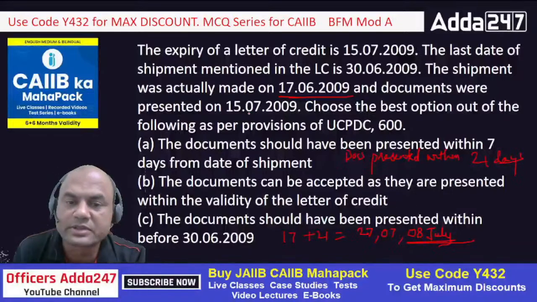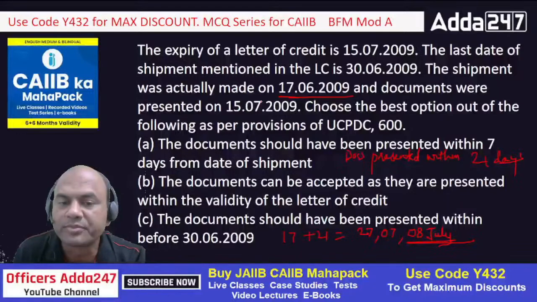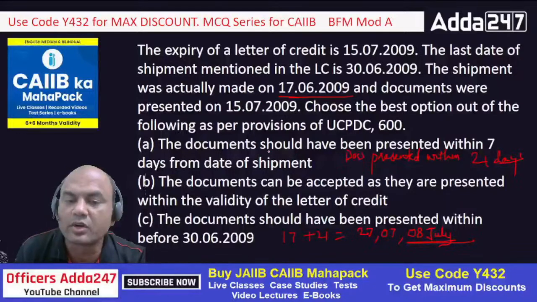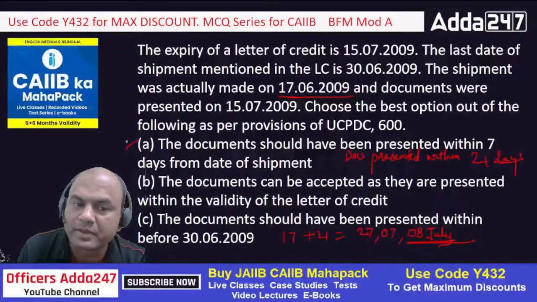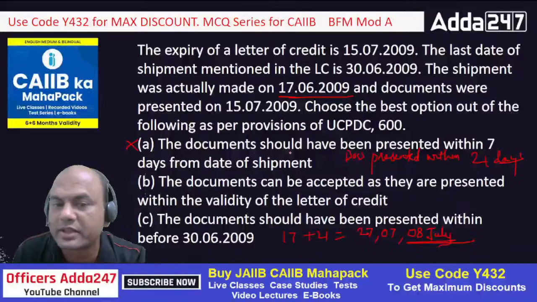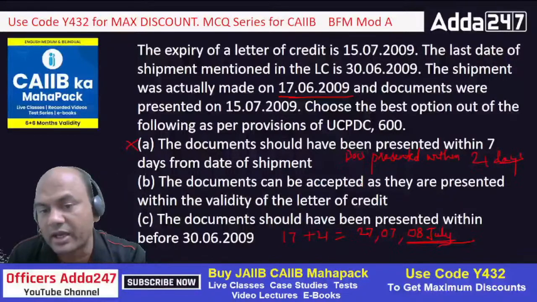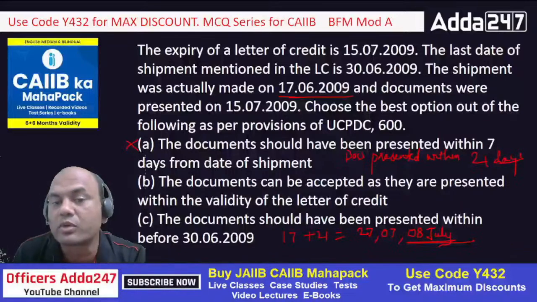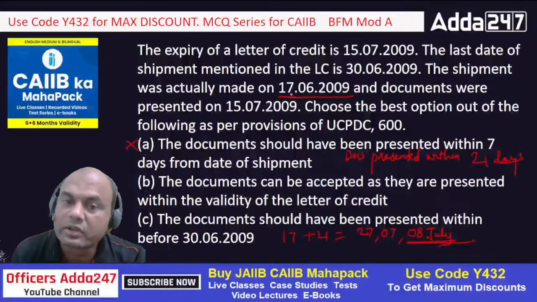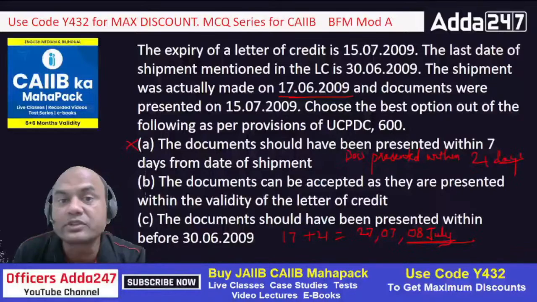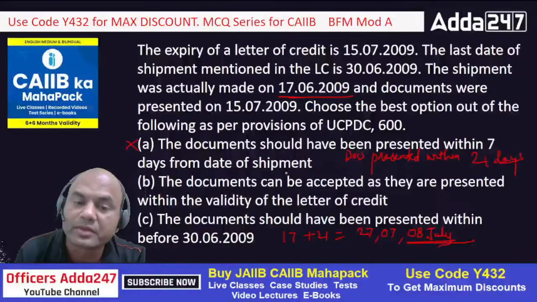But when did this customer submit? 15/7. So what is the reason? The option says the documents should be presented within 7 days from the date of shipment. This is wrong, right? It should not be presented within 7 days. It should be presented within 21 days of the shipment. The documents can be accepted as they are within the validity of the credit. Yes, they are in the validity, but what is the rule? The rule says that even though they are in the validity, the customer has to submit within 21 days from the date of shipment.